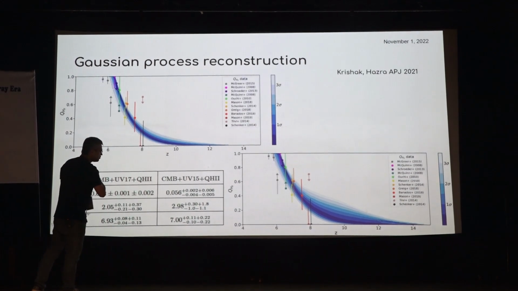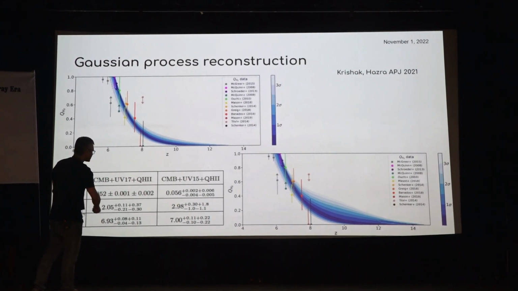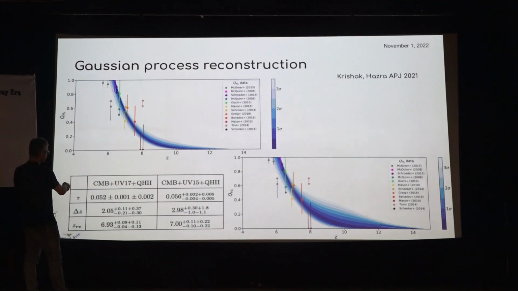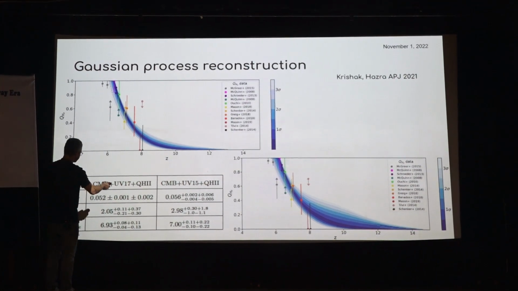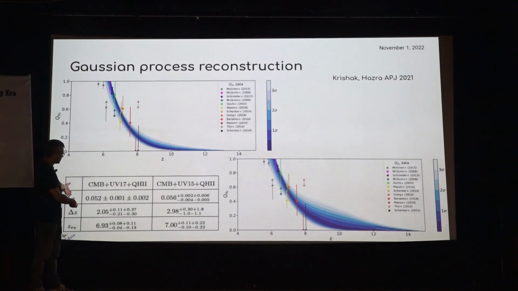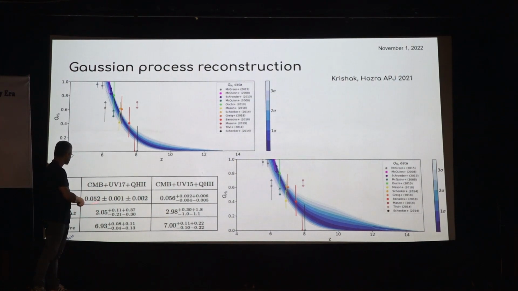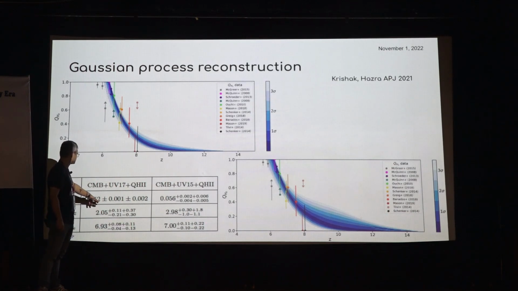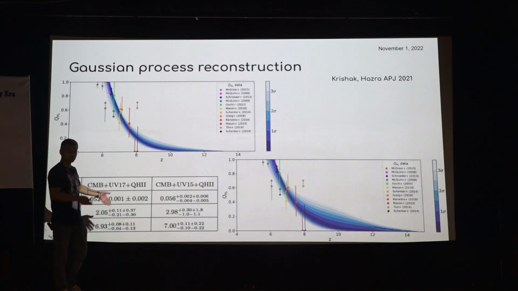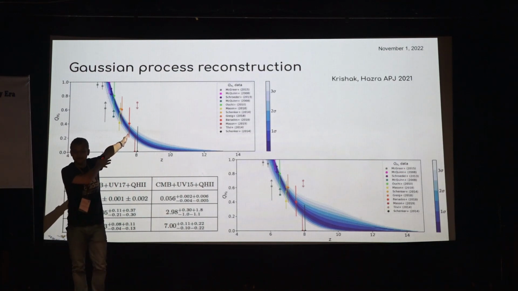The evolution of the electron fraction, and here you can find the summary statistics that you probably want. Again, caution that you should not just use summary statistics, but these are marginalized over different models. So the tau that we find here is 0.052 plus or minus 0.001, which we had obtained with other analyses as well.